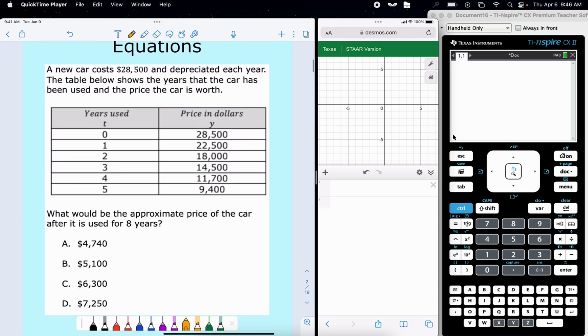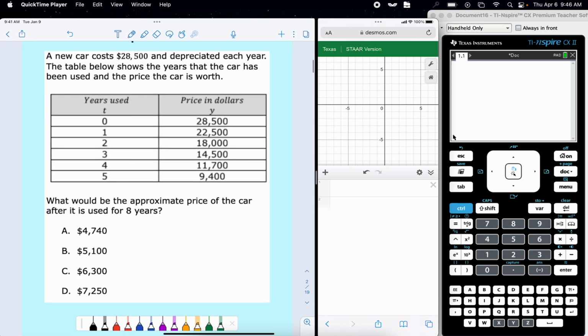So let's try some of the questions. It says, a new car costs $28,500 and depreciates each year. The table below shows the year that the car has been used and the price the car is worth. So you have years and price in dollars. What would be the best approximate price of the car after it is used for 8 years? We see the word approximate, which means closest.